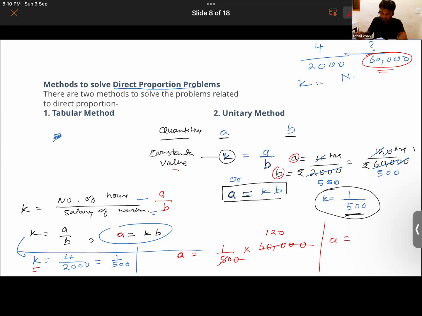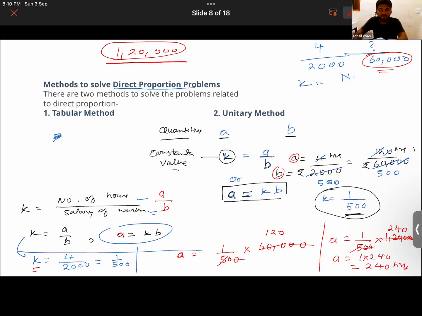Now if I were to give you another question, now I need my worker to earn more. We have already solved this one, but let's try to solve it using this method. A equals K into B. So K is 1 upon 500, and now B has changed to 1,20,000. So here you will cancel the values. You will be getting 240. So the worker has to work for 240 hours in order to make 1,20,000.